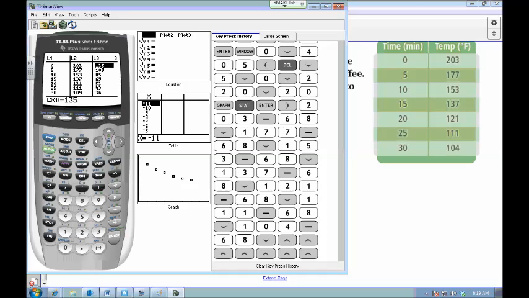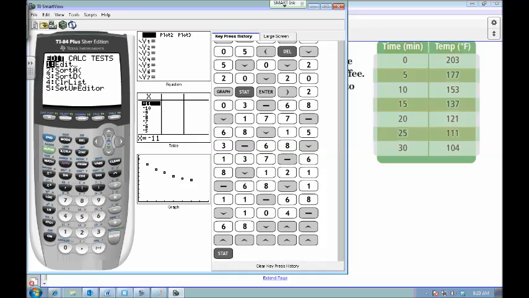Okay, so we use stat edit to put in the data. Now, what do we use to have it run analysis for us? Remember, we've done regression before, and we've done a one-variable statistics test. Okay, we've done stat edit to put in our data. Now, what buttons do we go to run a calculation? You go stat again, stat, and we go to calc.